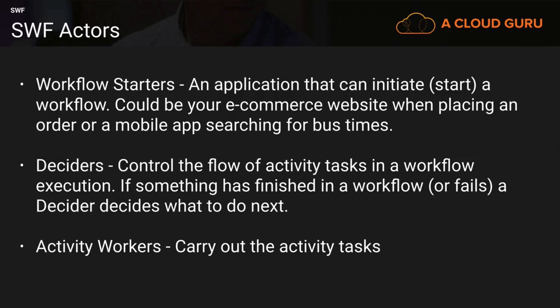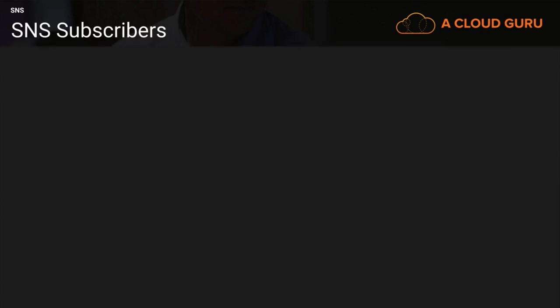We then have our activity workers, and they actually go in and carry out the activity task. And these could be humans. This could be the guy in the warehouse going to go find that hammer. It doesn't have to be EC2 instances or scripts that you're running. So remember those 3 different types of actors going into the exam.